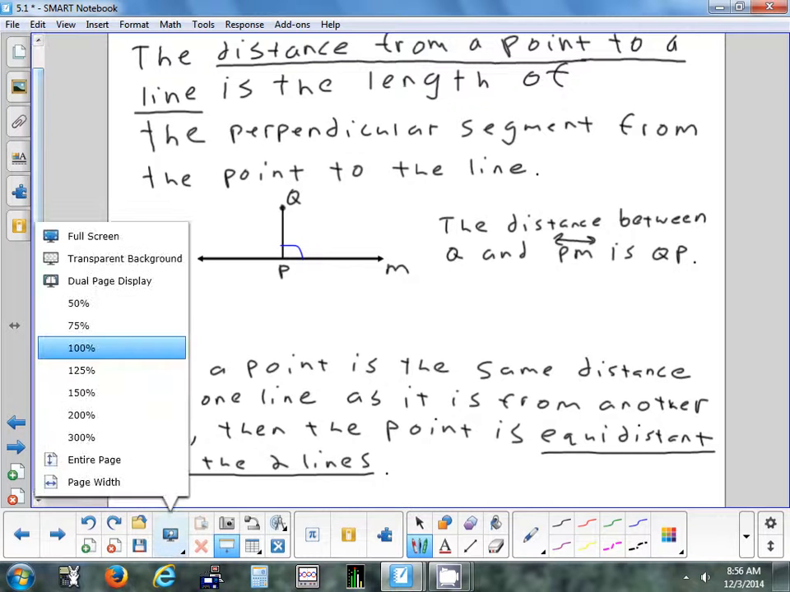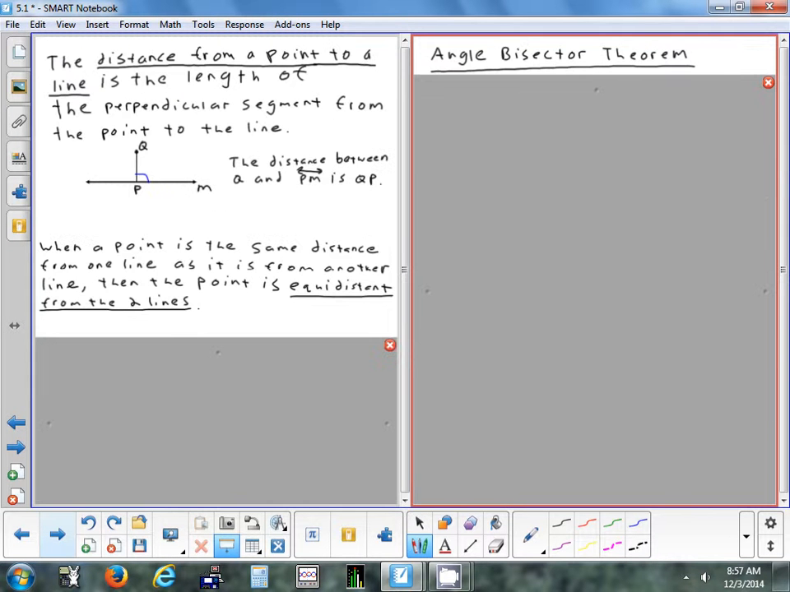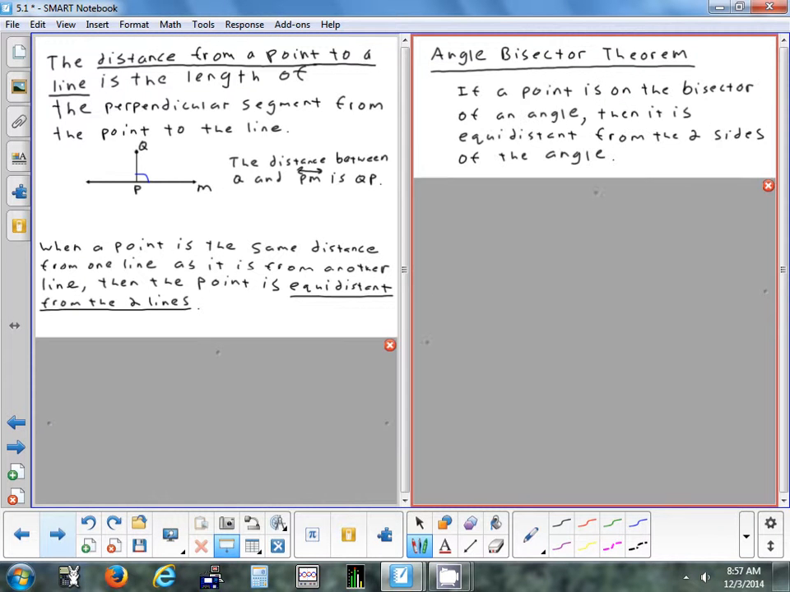All right. So that leads us into the last part of our theorems. We talked about the segment bisectors. Now we're going to talk about angle bisectors.